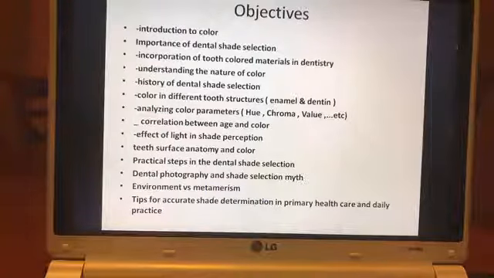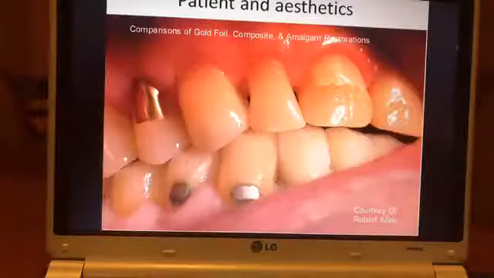The objectives: by the end of this lecture, you should be able to know some information about color, about the different tooth structures and the color, analyzing the color parameters, correlation between age and color, some light effect on the shade perception, and some anatomy of the teeth that affect the color, some few information about dental photography and shade selection, and some final tips in accurate shade selection and determination.